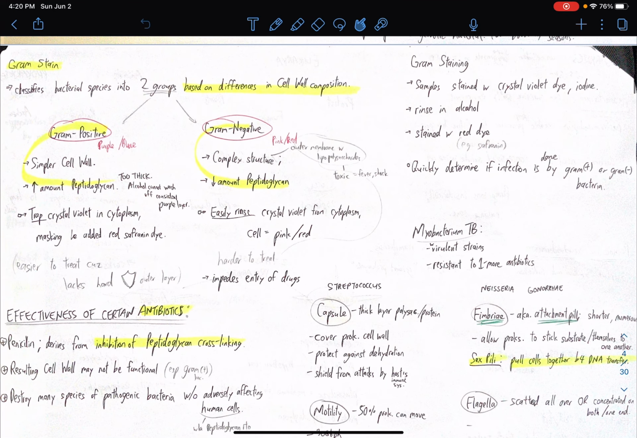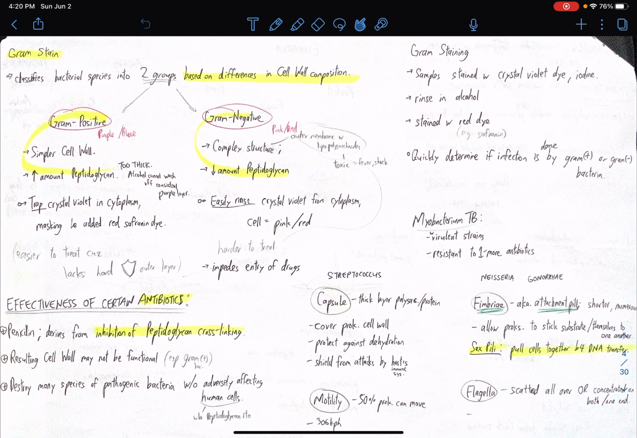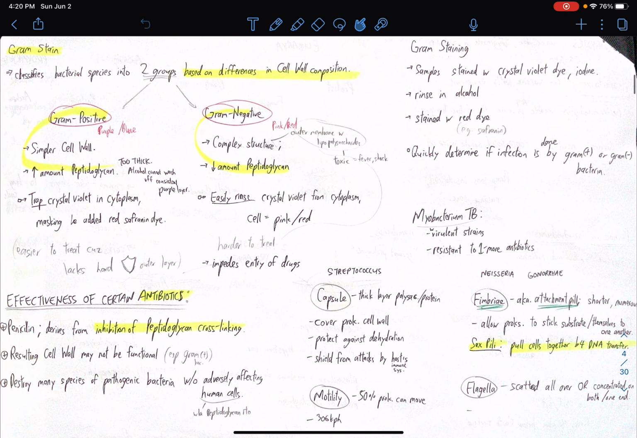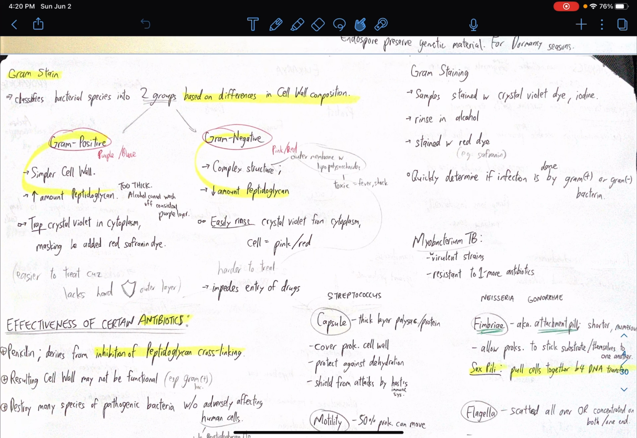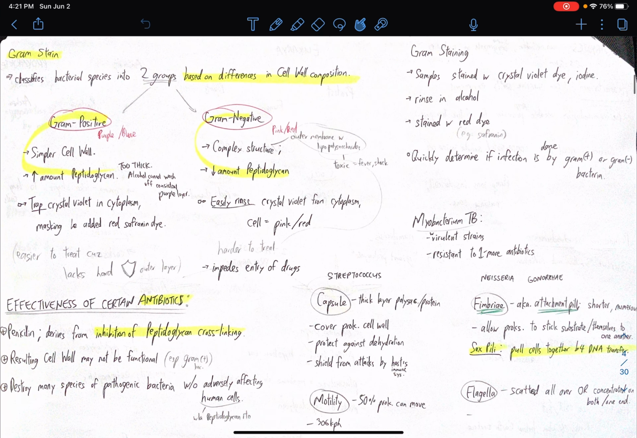Alright, we're continuing our series on fourth quarter grade 12 biology. So this is going to be part 2. So let's talk about gram staining.